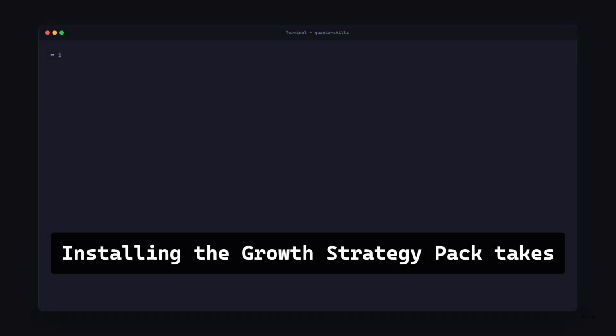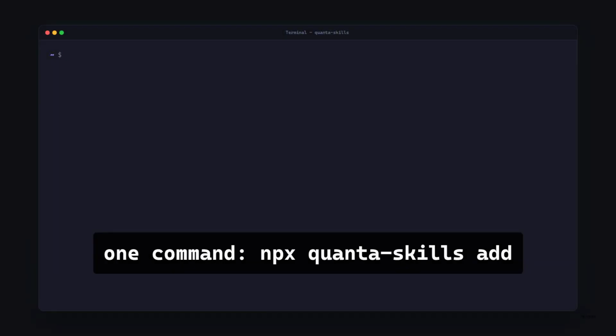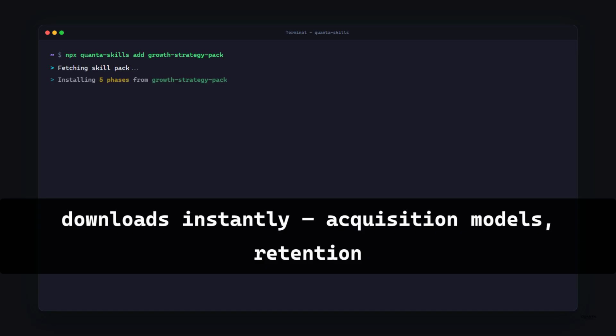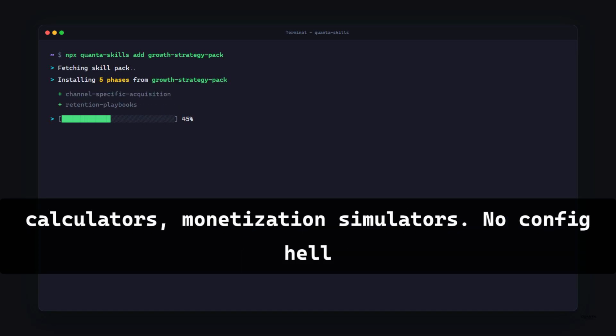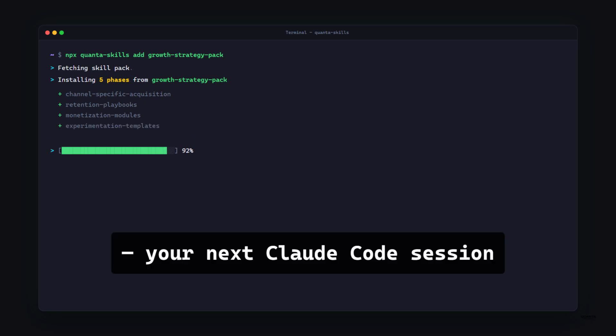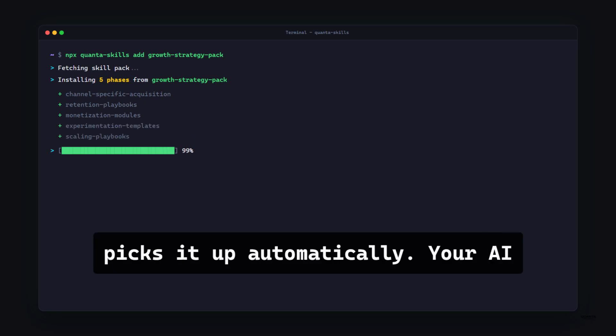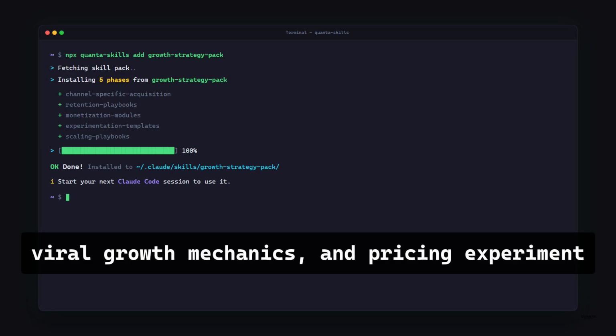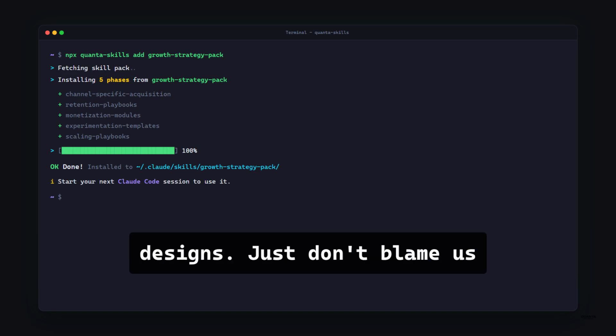Installing the Growth Strategy Pack takes one command: npx quanta-skills add Growth Strategy Pack. That's it. The entire workflow downloads instantly: acquisition models, retention calculators, monetization simulators, no config hell. Your next Claude Code session picks it up automatically. Your AI assistant now knows cohort segmentation patterns, viral growth mechanics, and pricing experiment designs.